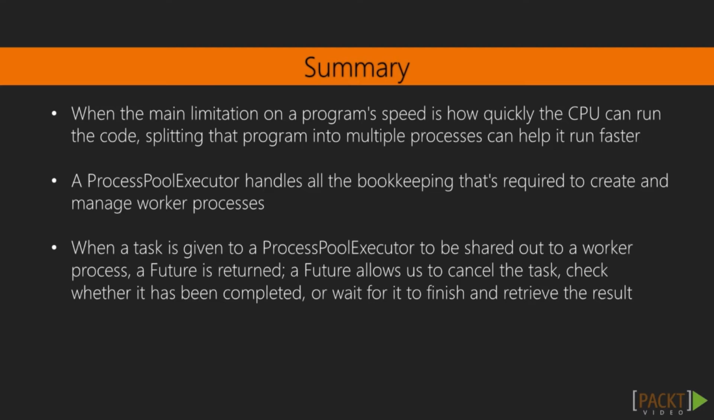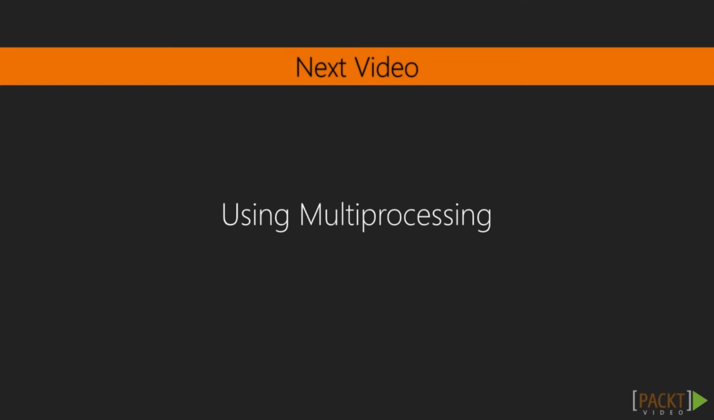A process pool executor handles all the bookkeeping that's required to create and manage worker processes. When a task is given to a process pool executor to be shared out to a worker process, a future is returned. A future allows us to cancel the task, to check whether it has been completed, or to wait for it to finish and retrieve the result. If the program we need doesn't fit into the send out jobs and collect the results model, we're probably better off working at a somewhat lower level using the multiprocessing module, which is the topic of the next video.